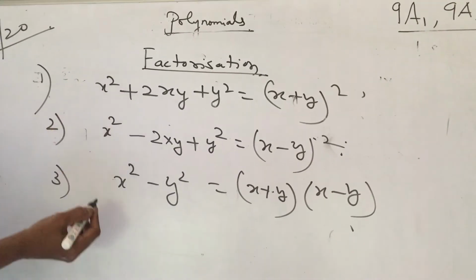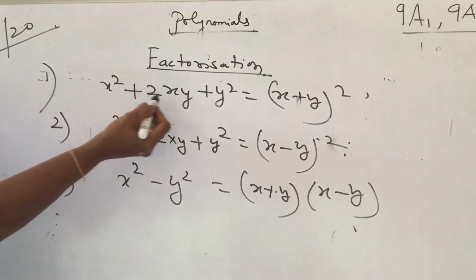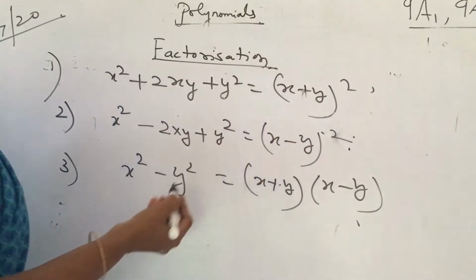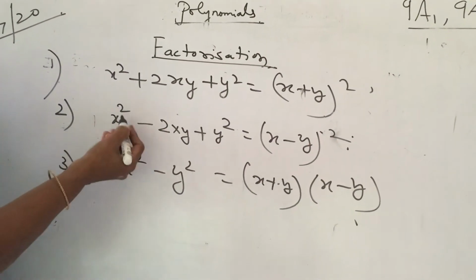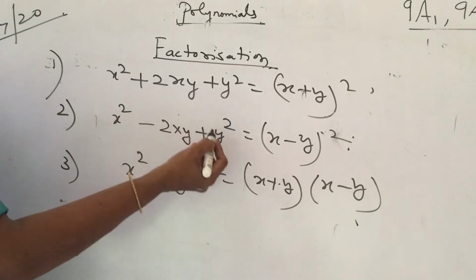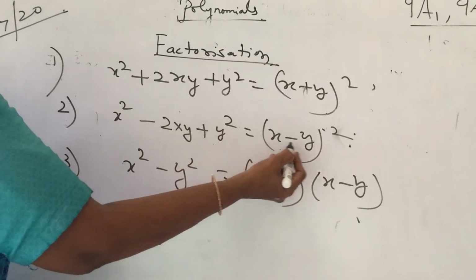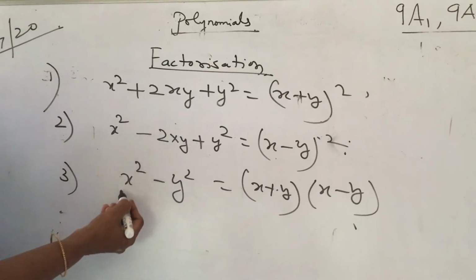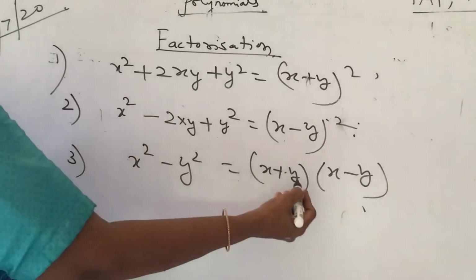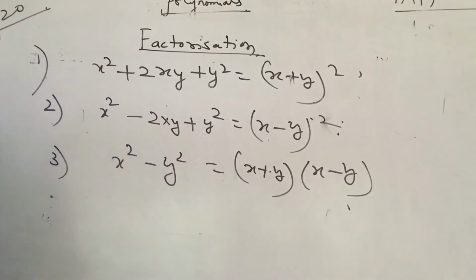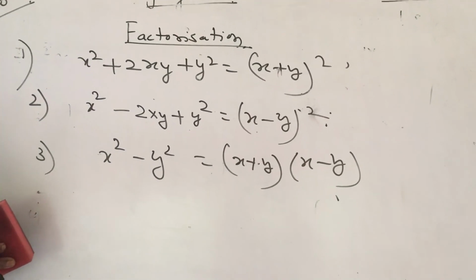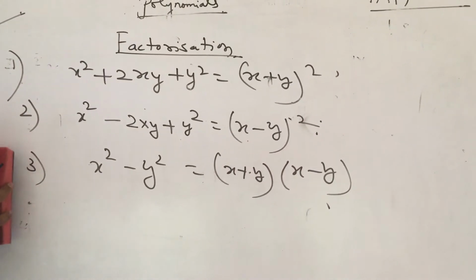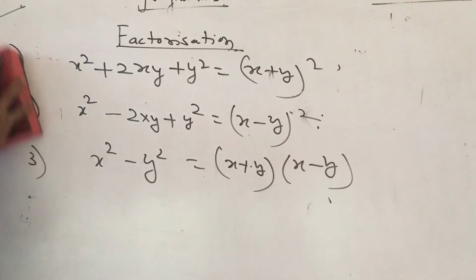Are you able to follow, girls? X squared plus 2xy plus y squared is equal to x plus y the whole square. Second one, x squared minus 2xy plus y squared is equal to x minus y the whole square. Third one, x squared minus y squared is equal to x plus y into x minus y. We shall do some sums, children, based on this factorization.